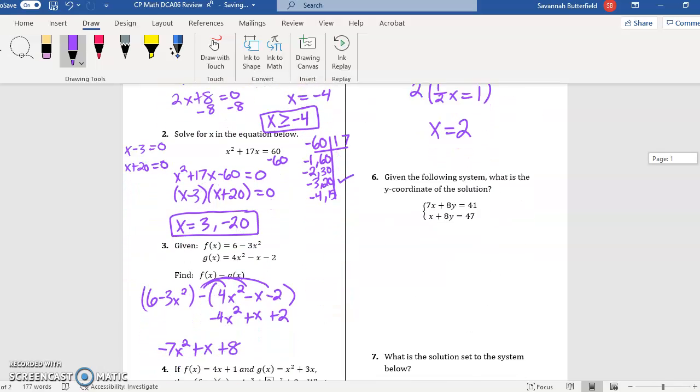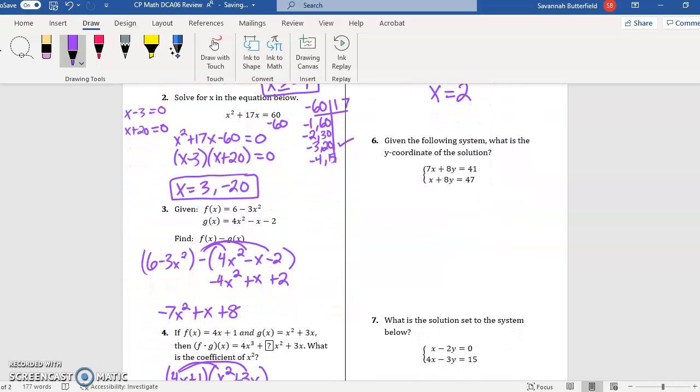Simple enough. Looking at number 6, it says, given the following system, what is the y coordinate? So we need the y value, okay? If you look, I have 8 y's on both, so I'm going to subtract these two. I'm going to use elimination for this. So 7x minus x is going to get me 6x. Those 8 y's are going to cancel out. 41 minus 47 is going to equal -6. I'm going to divide by 6, and I get x is equal to -1, but I want the y value.